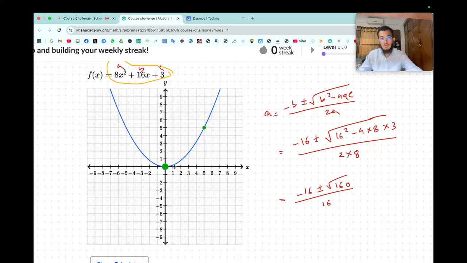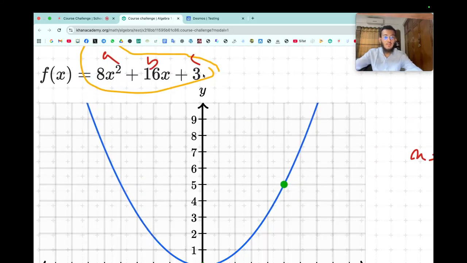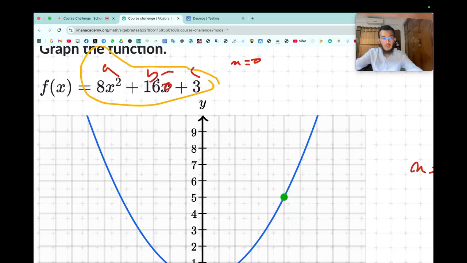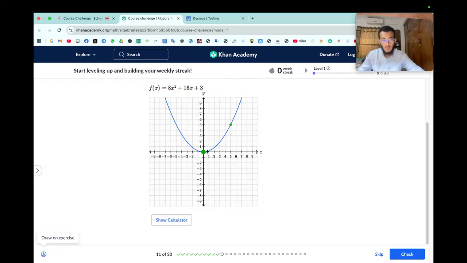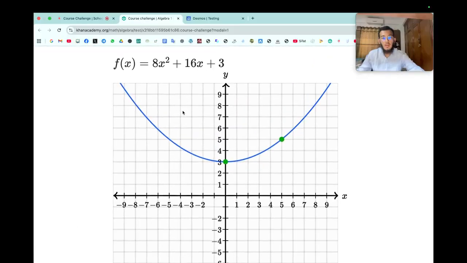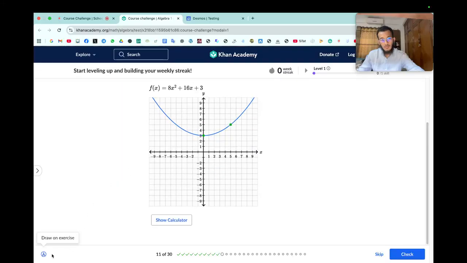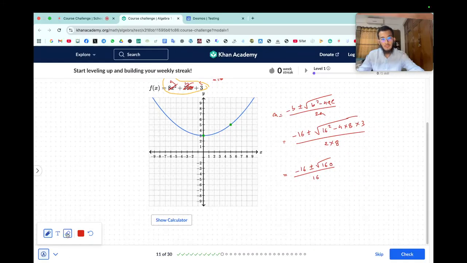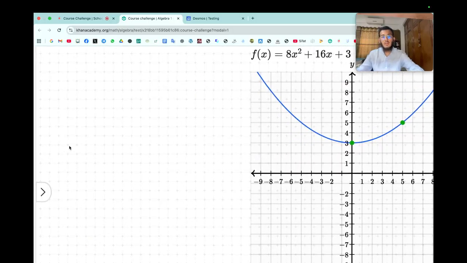Okay, so if we find the vertex and the y-intercept, then that would allow us to graph this. The y-intercept is when you have x equals 0. So if you plug in x equals 0, this term gets cancelled, this term gets cancelled, we have positive 3, as you can see. So one point is at positive 3. Now for the vertex, we need to perform completing the square, because the root method doesn't work, as it doesn't give us an integer value.